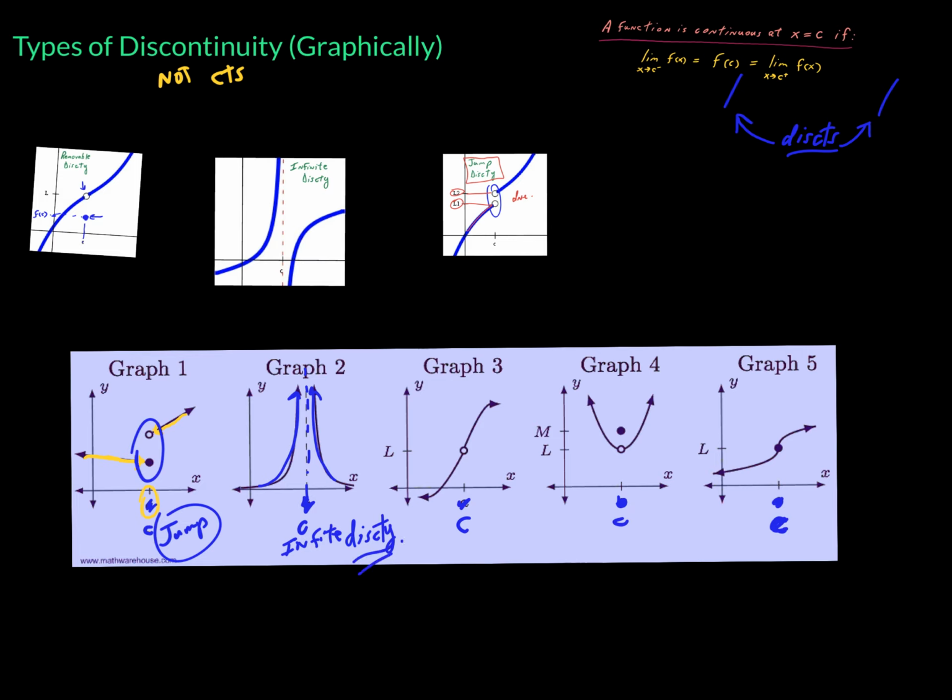What do we have on graph 3? Graph 3, well, we have ourselves a little hole, which means we canceled out a factor, and that right there is a removable discontinuity. Graph 4. Graph 4 is still removable just because, remember, this right here would be f of c, all right? So it is discontinuous, but the limit still exists. The limit equals this value. It's just not continuous.